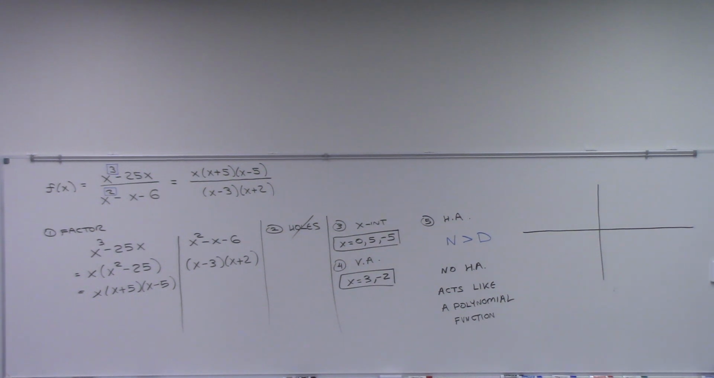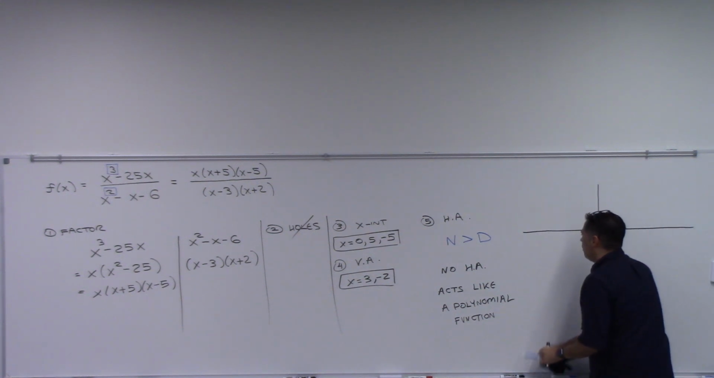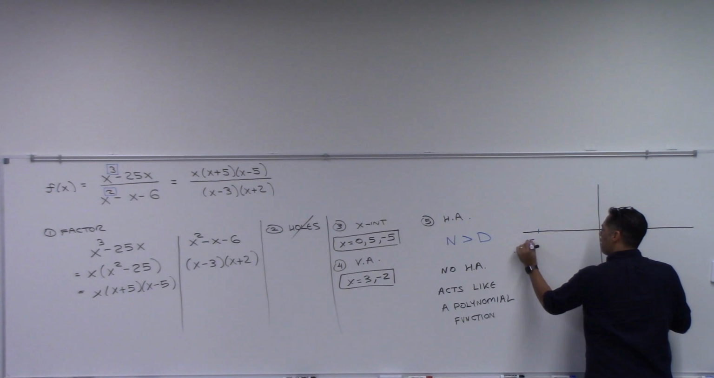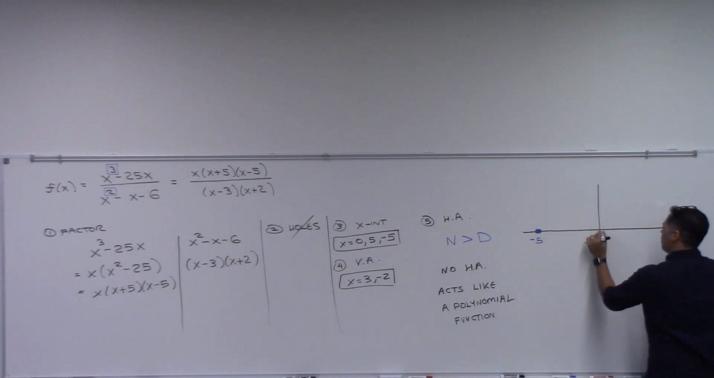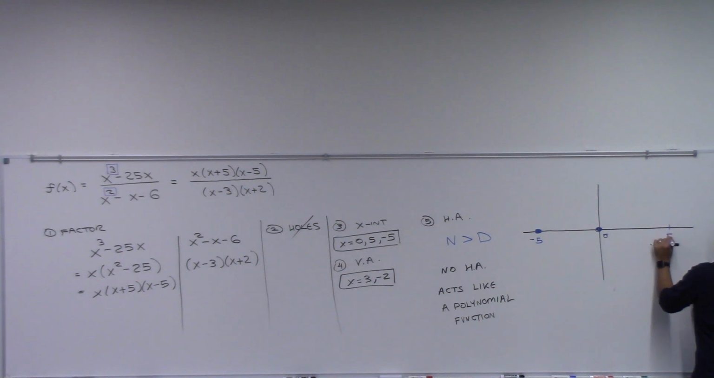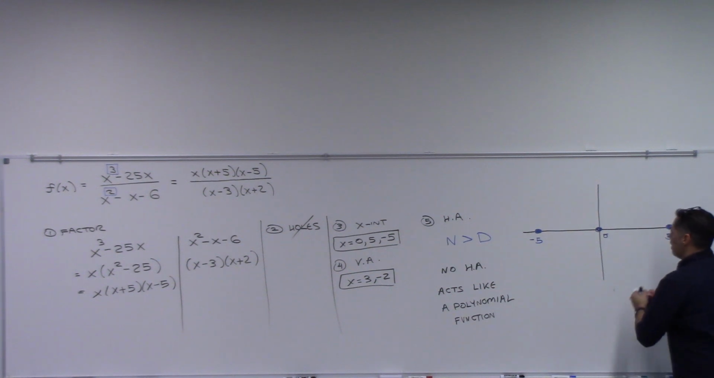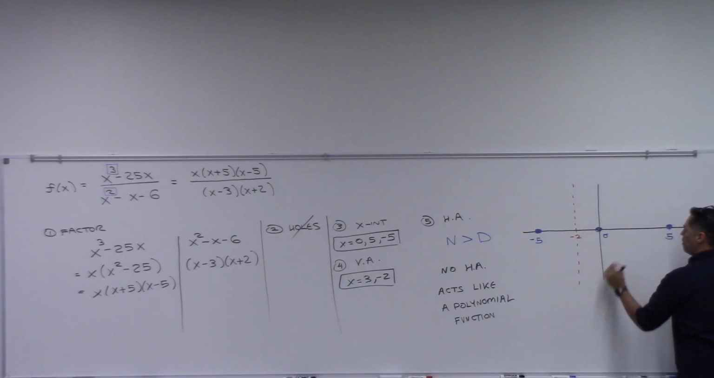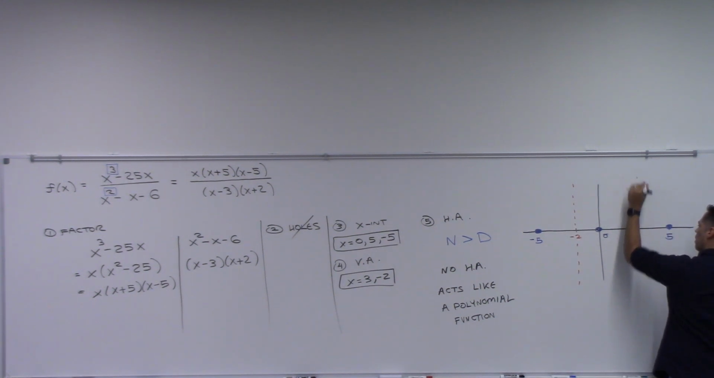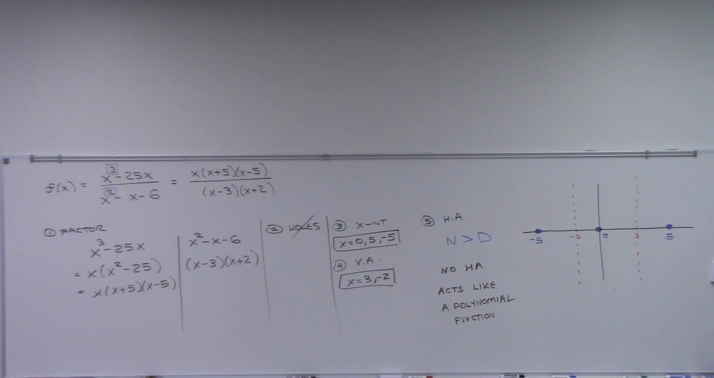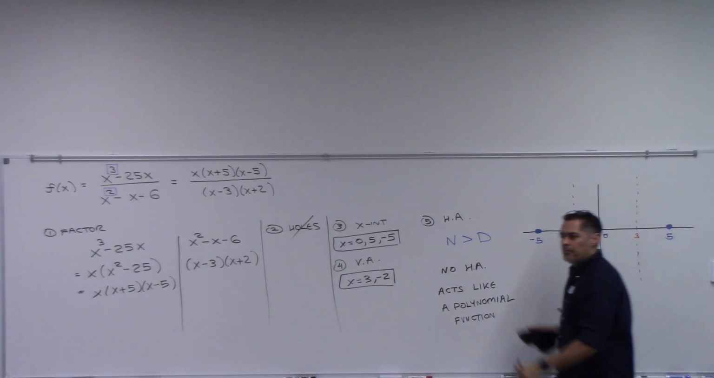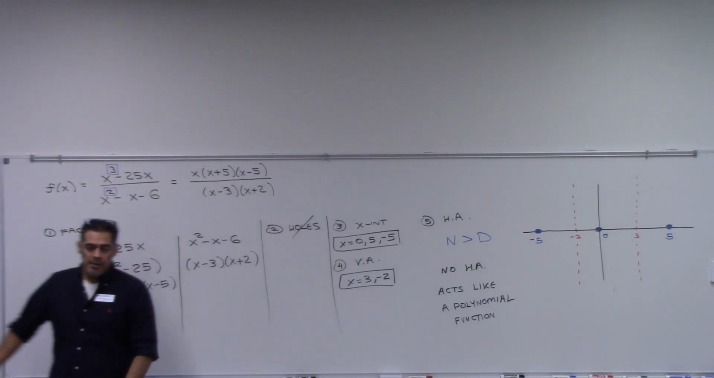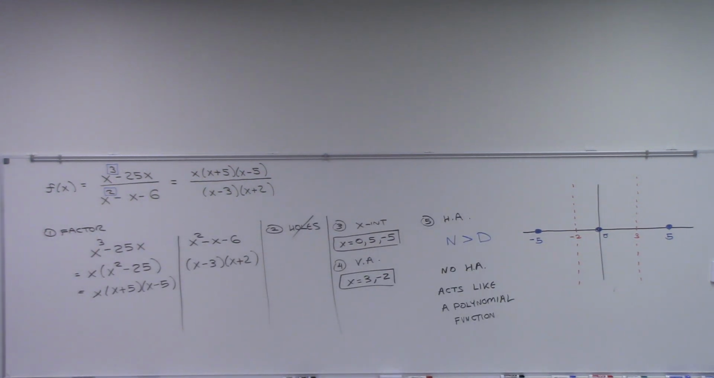All right, x-intercepts, -5, 5, and 0. So I'll do this in blue. So -5, 5, and 0. I have two verticals at 3 and -2. So at -2, I have a vertical. And at 3, I have a vertical. And I have no magnets. Nothing to pull it down, right? Nothing to flatten out at the edges. What now?